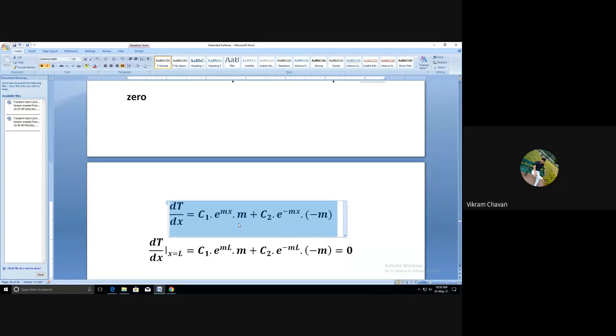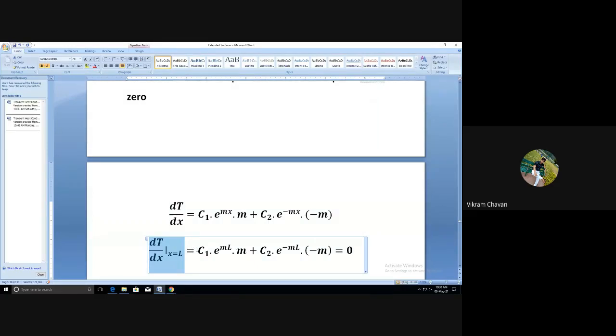Now once you differentiate this equation, we have to consider x is equal to L, because we want to determine dT divided by dx, or the temperature gradient, when x is equal to L, and that we have to equate to 0. So in that case, we have to replace x by L.